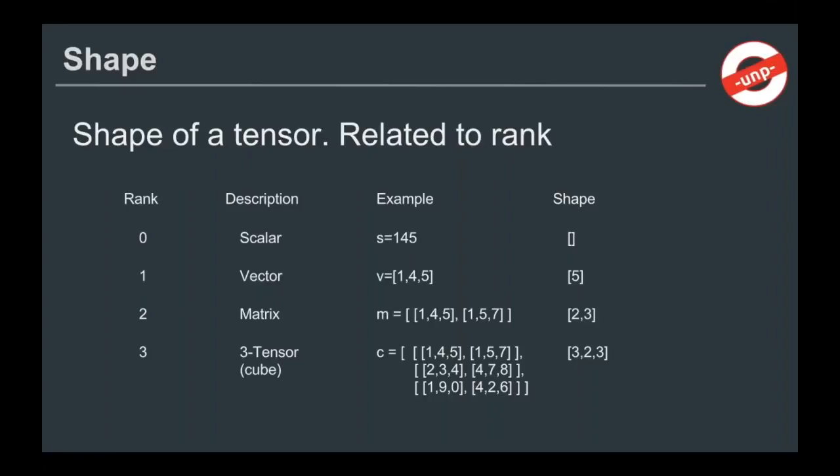So basically, a tensor is an n-dimensional array. 0 dimensions means it's a scalar, which is of blank shape. 1 dimension means vector. 2 dimensions means a matrix, and 3 dimensions means simply a 3-dimensional tensor.